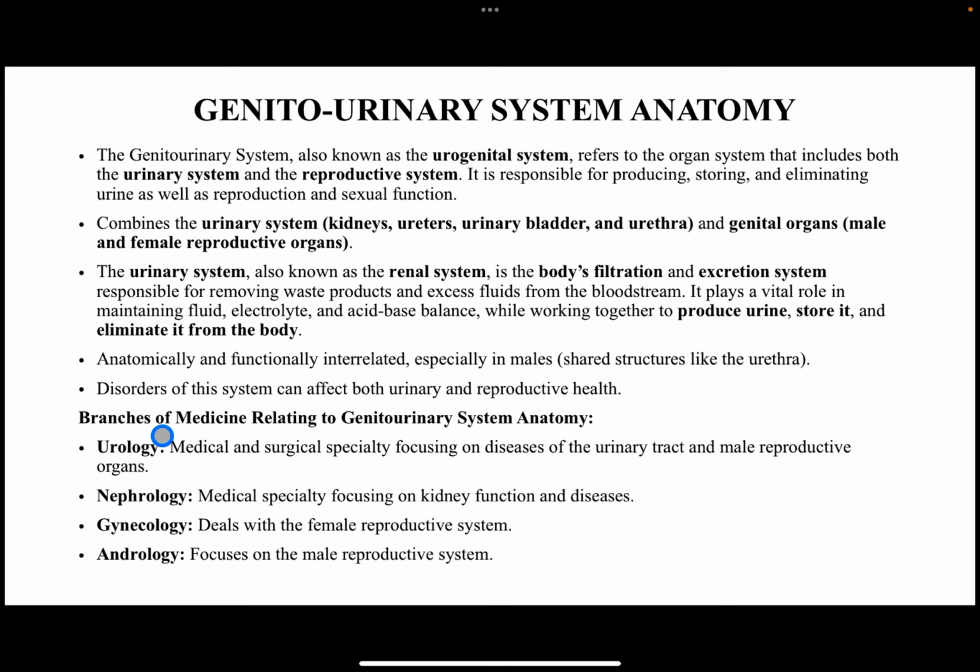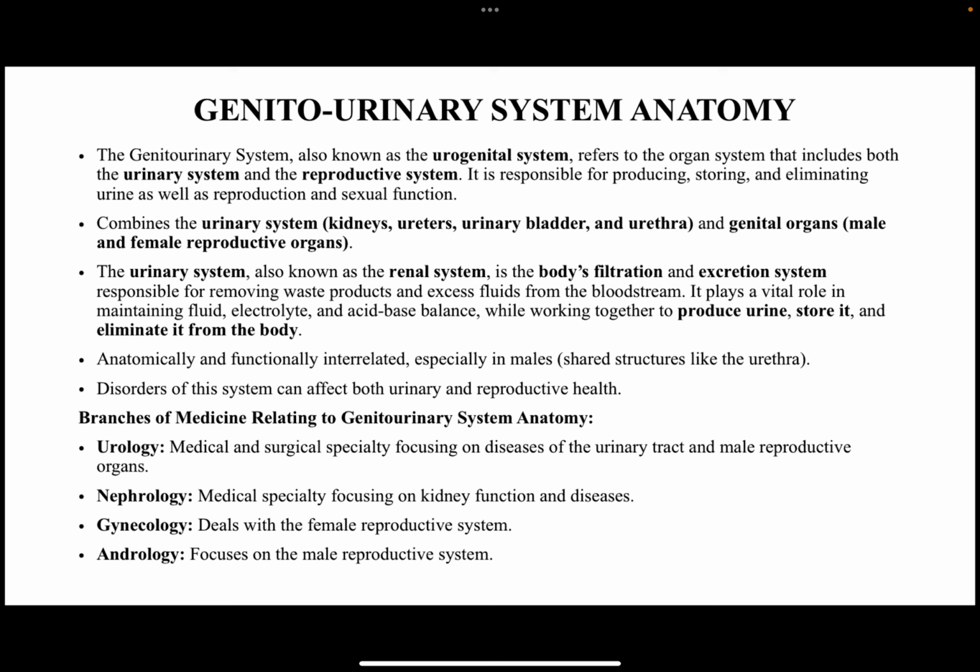Okay, now let's look at branches of medicine relating to genitourinary system anatomy. We have urology, nephrology, gynecology, and andrology. Urology is a medical and surgical specialty that focuses on diseases of the urinary tract and male reproductive organs. Nephrology is a medical specialty that focuses on kidney functions and diseases affecting the kidneys. Gynecology deals with the female reproductive system. Andrology focuses on the male reproductive system.